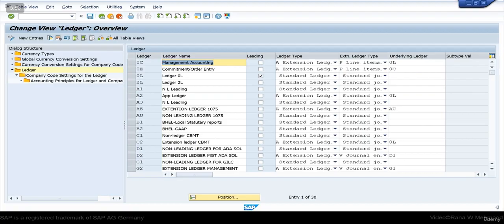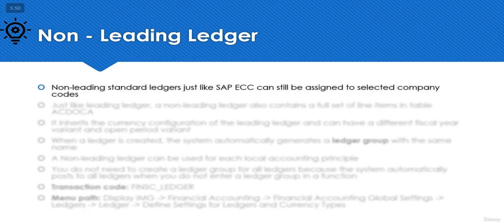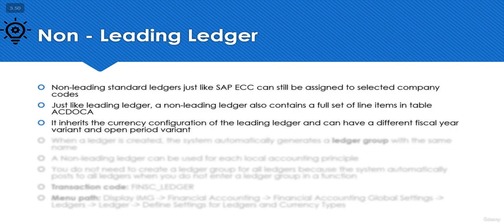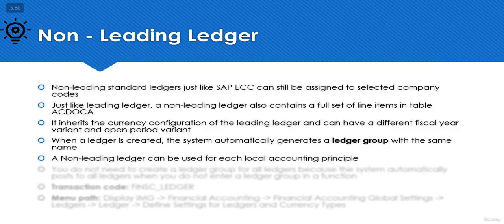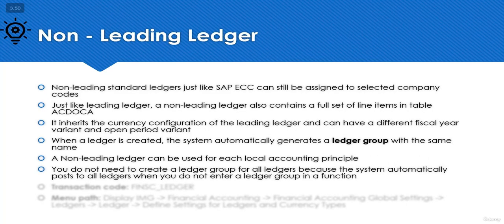What is a non-leading ledger? Non-leading standard ledgers, just like in SAP ECC, can still be assigned to selected company codes. Just like the leading ledger, a non-leading ledger also contains a full set of line items in table ACDOCA. It inherits the currency configuration of the leading ledger and can have a different fiscal year variant and open period variant. When a ledger is created, the system automatically generates a ledger group with the same name. A non-leading ledger can be used for each local accounting principle. You do not need to create a ledger group for all ledgers because the system automatically posts to all ledgers when you do not enter a ledger group in a function.